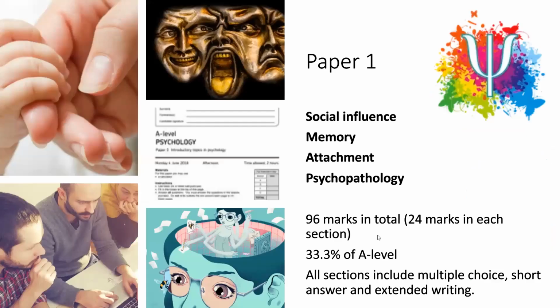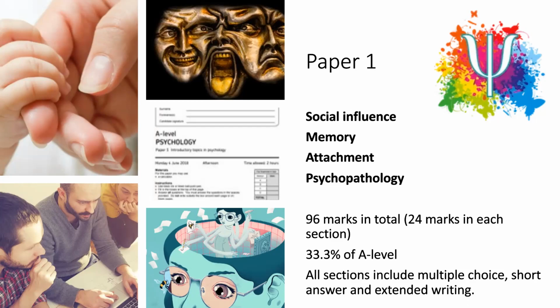In your paper 1, so remember all 3 papers are sat at the end of the 2-year course, but they obviously have paper 1, paper 2 and paper 3. So in your first paper, we look at social influence, which is basically looking at conformity. So why do people conform? We also look at obedience. Again, why do people obey? We also look at trying to explain social influence and why some people are able to resist that. We look at minority influence, and we also look at the role of social influence in social change.